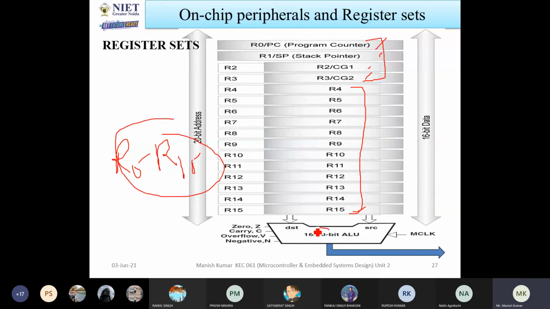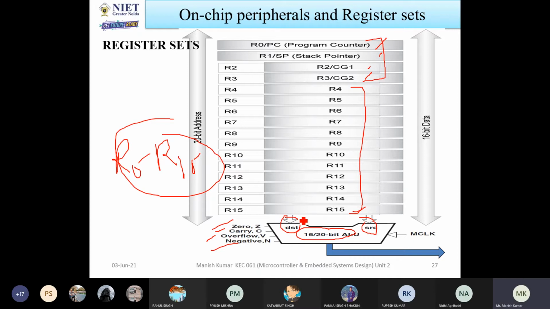This is a 16-bit or 20-bit ALU. This is the destination, DST, and this is called the source. Source and destination. From the source you can take data, and to the destination you can send the data. Now there are several flags: zero flag, carry flag, overflow flag, negative flag. I will see them in detail.